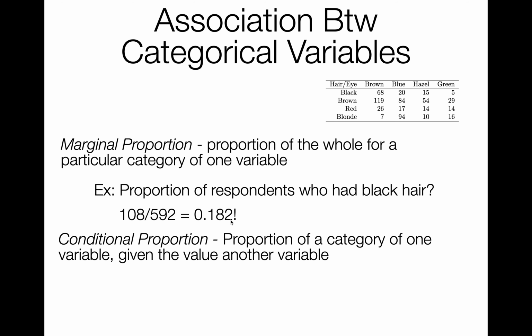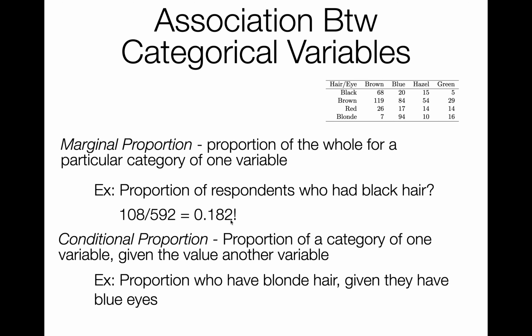A conditional proportion, and this is an especially important one, is the proportion of a category of one variable given the value of another variable. So what does that look like as a question? Well, I could be interested in the proportion of those people who have blonde hair given that they have blue eyes. What's the proportion of people who have blonde hair given that they have blue eyes?